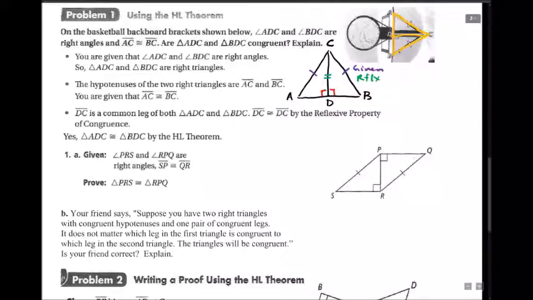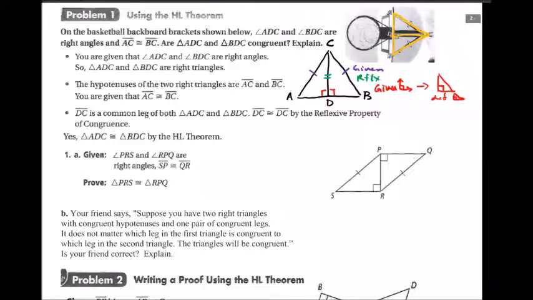And right angles, we are given right angles, so we can use that to say that we have right triangles by definition of right triangle. So using the HL theorem, we now have right triangles, we can use the HL theorem to prove that our triangles are congruent.